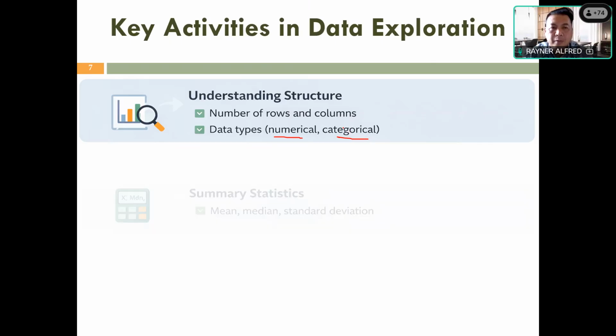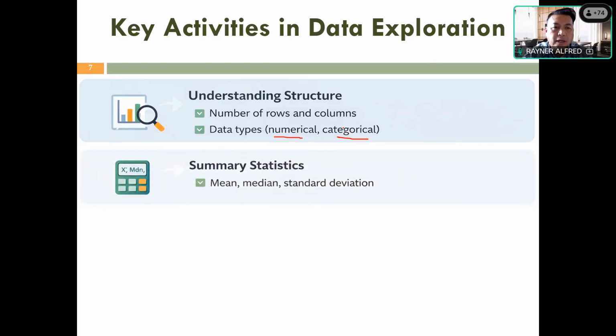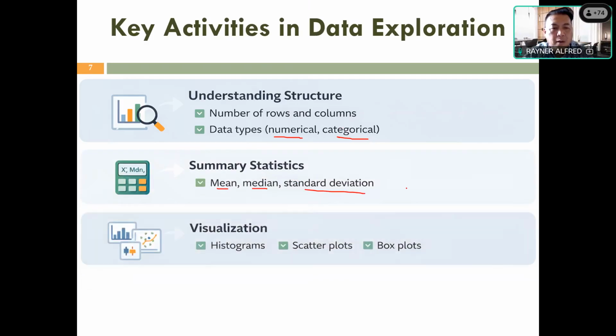We can also use statistics in order to summarize our data. So we can use the mean, median, standard deviation. I believe all of you know how to find this. We can also use tools for visualization, so we can create histograms, scatter plots, and box plots.